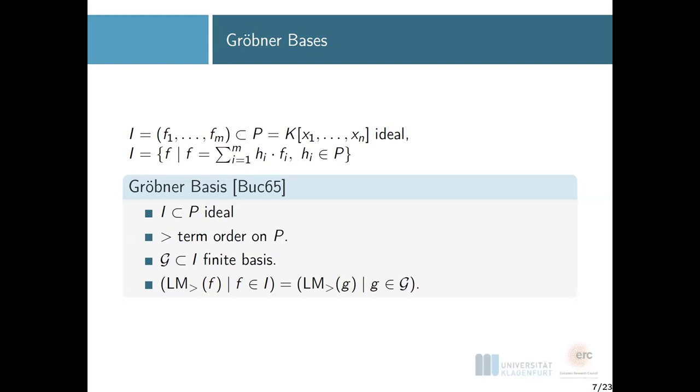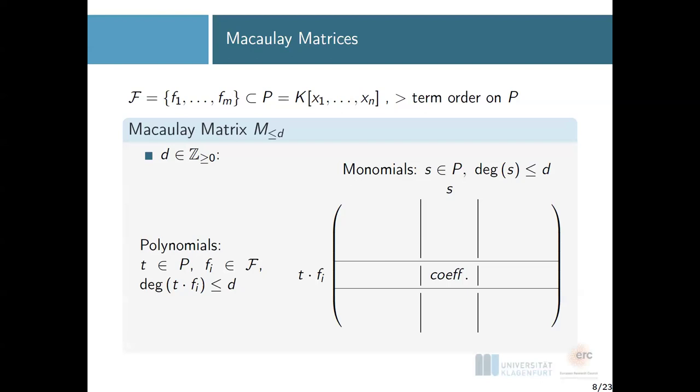And now, a finite ideal basis is a Gröbner basis for a term order if the system of leading monomials is generated by the leading monomials of your basis. Yeah, that's a Gröbner basis. And you can compute them with rather simple linear algebra.